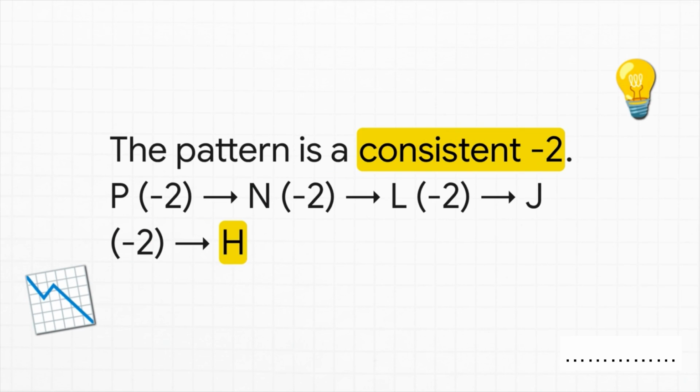We'll look at the first letter of each term. We go from P to N, then N to L, and L to J. Now, if you use your number values, you'll see P is 16 and N is 14. That's a -2. N is 14 and L is 12. That's another -2. L is 12, J is 10. Again, -2. We've found the pattern. So after J, which is 10, we subtract 2 and we get 8, which is the letter H.